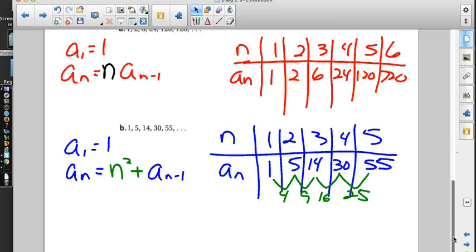You see how you have to keep investigating that table. What do I see in this table that's going to give this to me? The numbers are going up. I'm going to try addition. Addition doesn't work. I'm going to try multiplication. Multiplication doesn't work. I'm going to try powers.